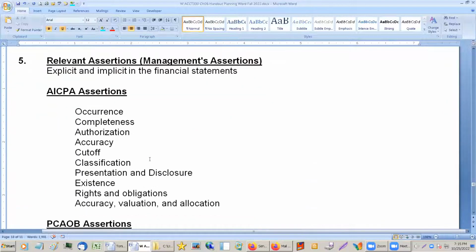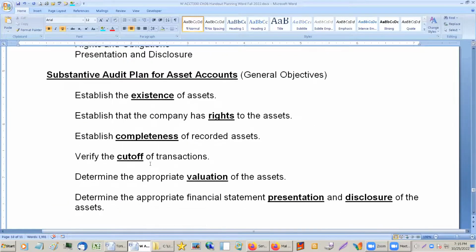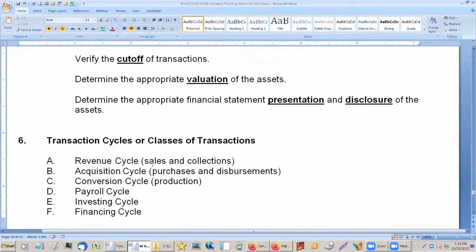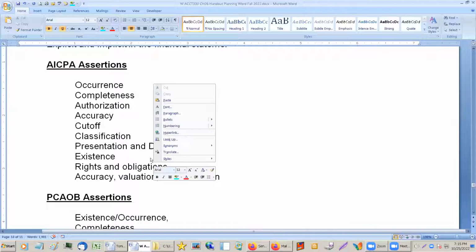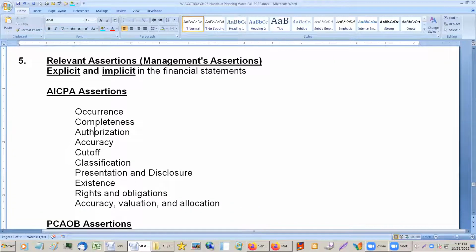Now for the really somewhat boring part of it. I should say it's just boring because of how much of it there is. Assertions. Assertions are either explicit or implicit in the financial statements. And here's the big list of all of them, but I'm just going to pick out a couple of them that we're going to talk about more later.